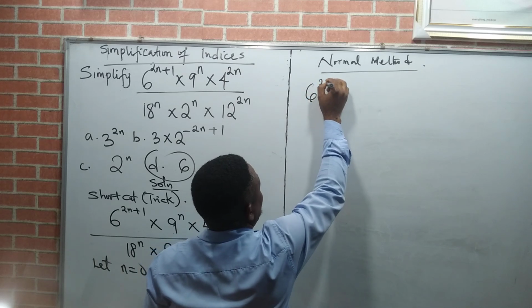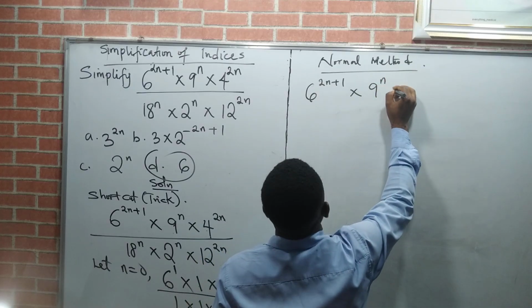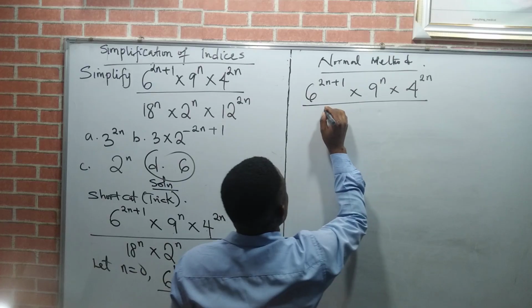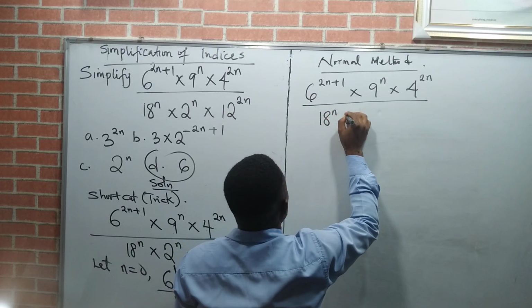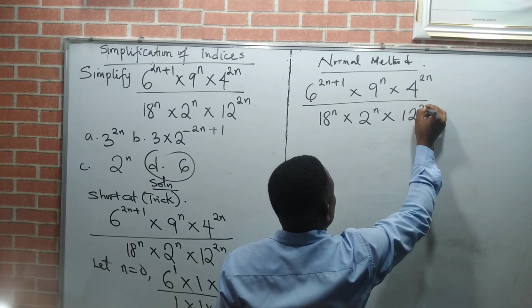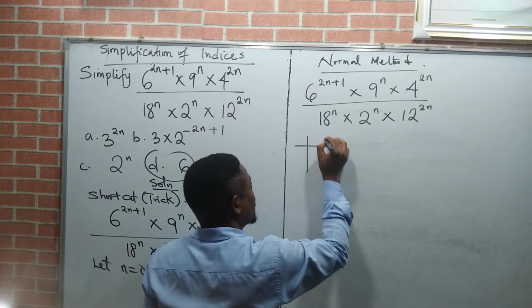6 raised to power 2n plus 1 times 9 raised to power n times 4 raised to power 2n, all over 18 raised to power n times 2 raised to power n times 12 raised to power 2n. So what we are going to do is to break 6.